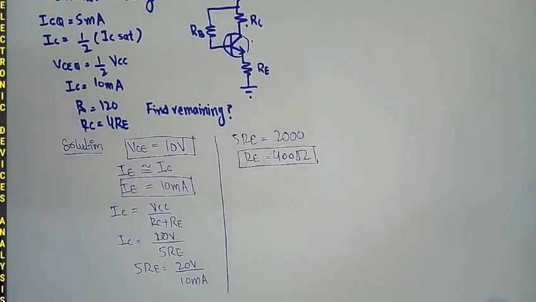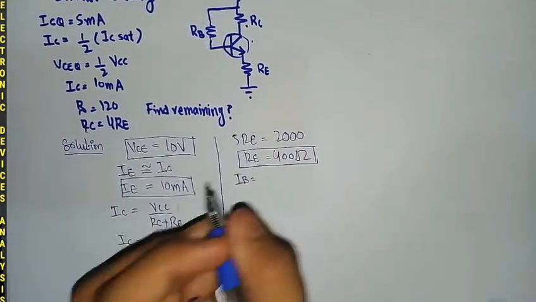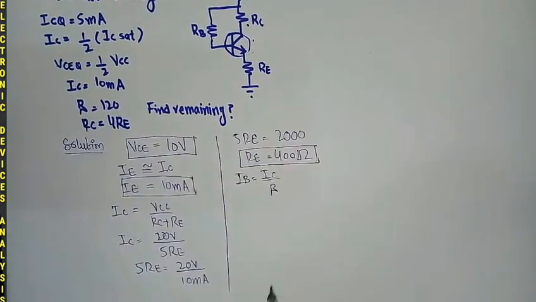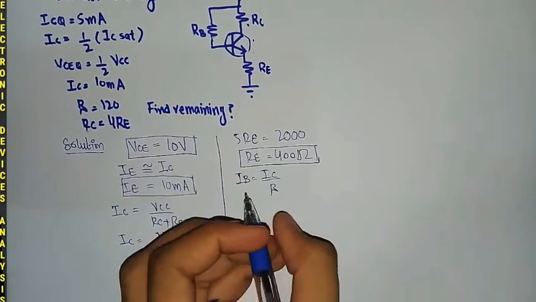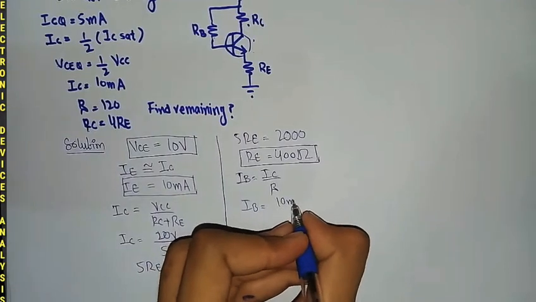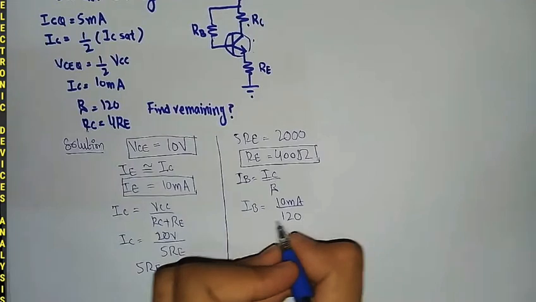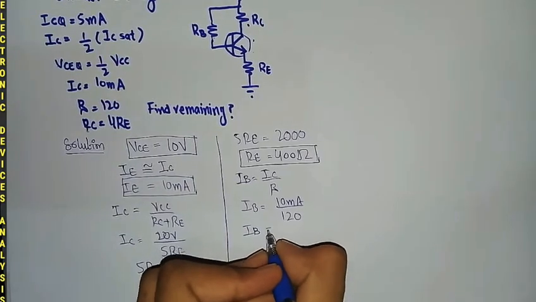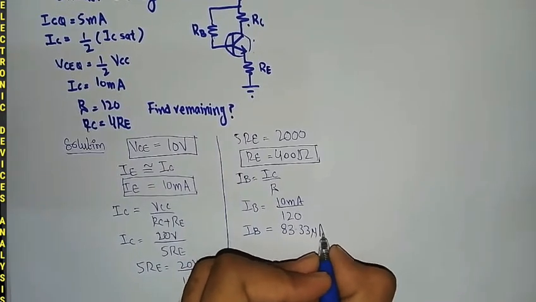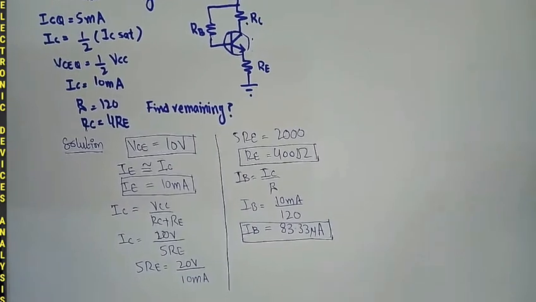From here you will find the value of base current. The base current will be calculated from IC divided by beta. So now put the values of IC and beta. Therefore IB will be equal to IC of 10 milliamps divided by beta, which is given as 120. So from here the value of base current will be equal to 83.33 microamps. This will be the value of base current.